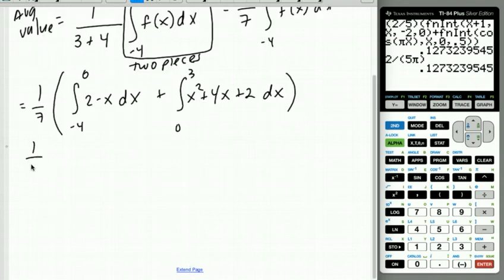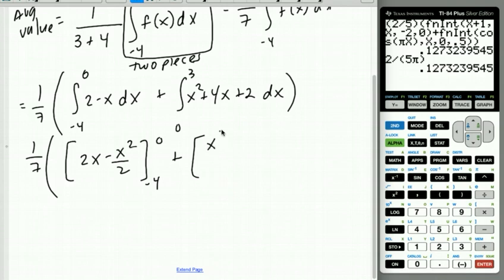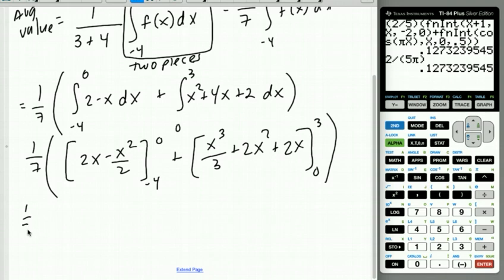So I have this 1/7 sitting out in front. All right, so this is going to be 2x minus x squared over 2, and I'm evaluating from negative 4 to 0, right? Plus, this one's going to be x cubed over 3 plus 2x squared plus 2x evaluated from 0 to 3. So it's not super fun, but, you know, we'll survive. So I have this 1/7 out in front.